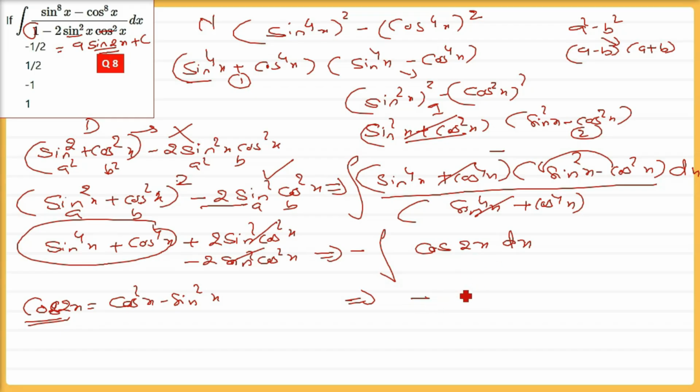It will be, negative is already there. It will be sin 2x, then you have to differentiate 2x, 2 will come, it will go in the denominator. So this will be sin 2x divided by 2 with a negative plus constant of integration. So we have completed the integration.